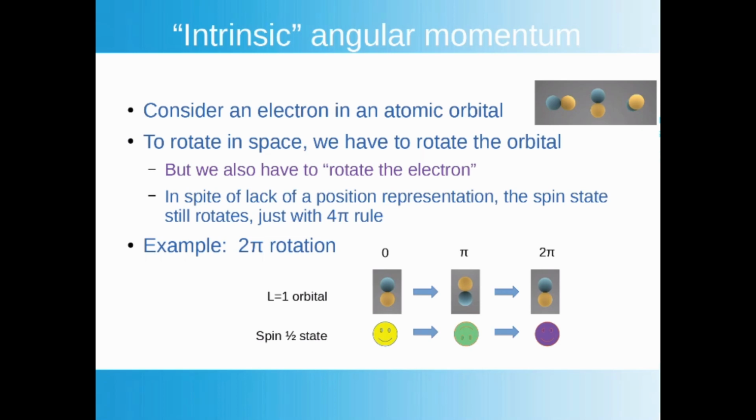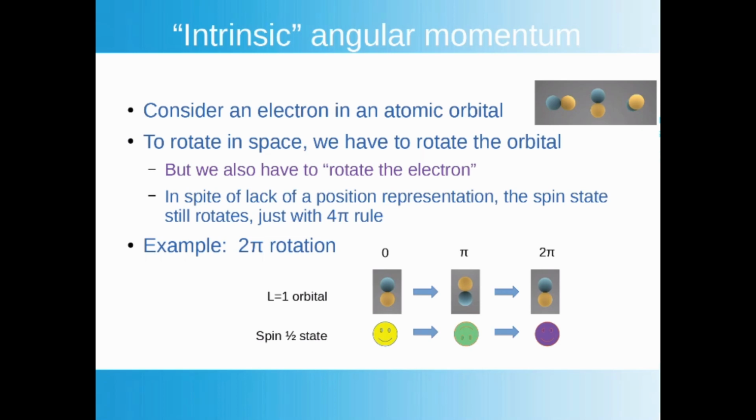So, consider an electron in an atomic orbital. To rotate in space, we actually have to rotate, of course, the whole orbital. But whenever you do that, remember, you also have to rotate the wave functions. So the wave function for the electron, the quantum state of the electron, will also have to rotate. So in spite of the lack of a position representation, the spin state still rotates with the 4 pi rule.